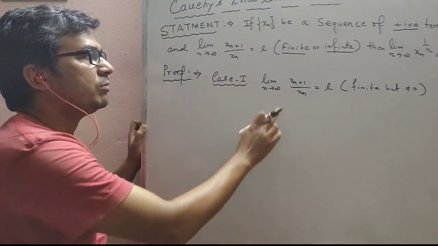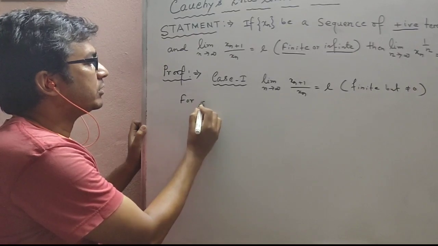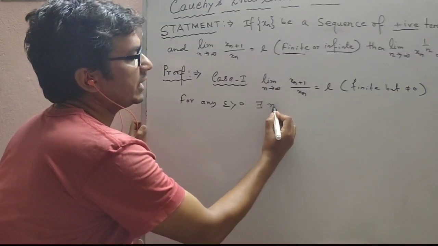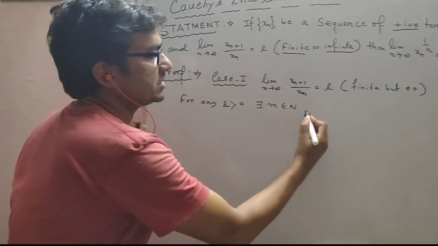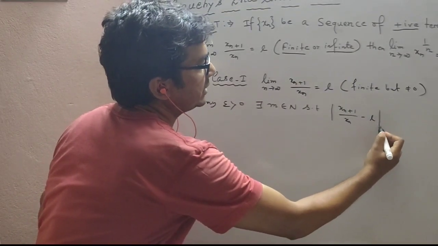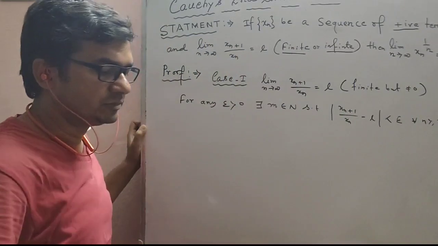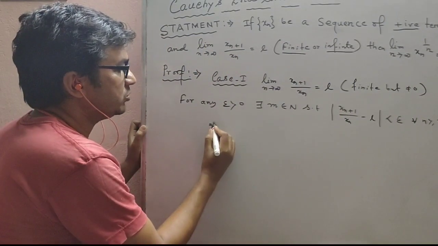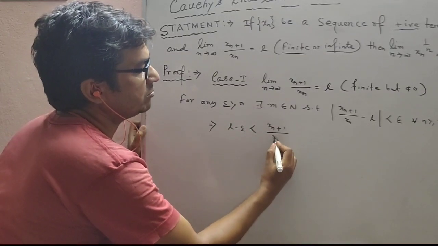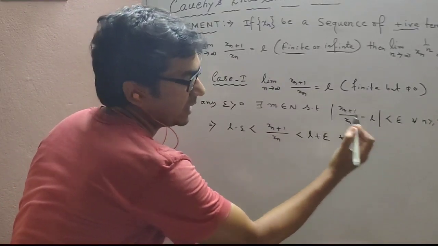So from the definition of limit of a sequence, for any epsilon greater than 0, there exists m belonging to capital N such that mod of xn plus 1 by xn minus L is less than epsilon for all n greater than or equal to m. Now expanding this, we get L minus epsilon less than xn plus 1 by xn less than L plus epsilon for all n greater than or equal to m.